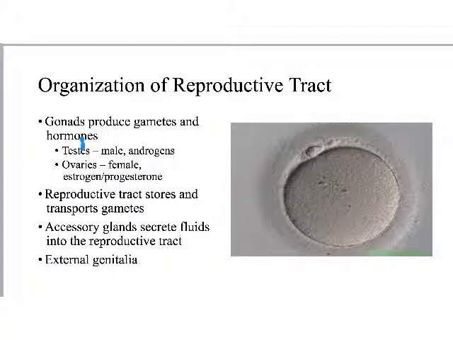In addition to the gonads and the reproductive tract, there are also accessory glands that produce fluid, especially in the male, in order to nurture the male gametes, and also to help get those male gametes to a female egg or oocyte. And then we'll talk about the external genitalia, what you can see with the naked eye. This is just a picture, by the way, of an oocyte, of what a female egg looks like.